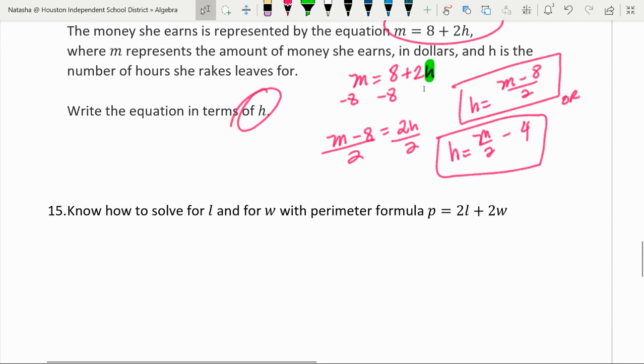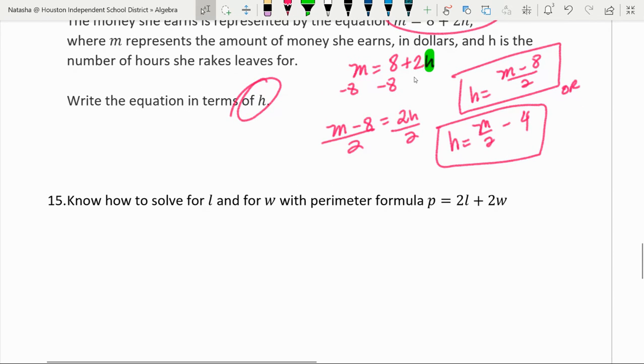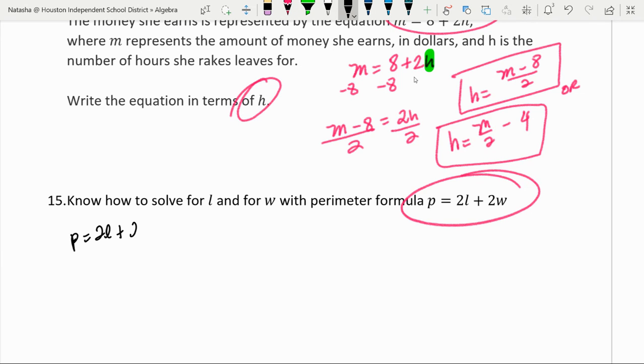And then the last question here, know how to solve for L or W for the perimeter formula. Okay, so let's go over this. We're going to solve for W. Or really, right now we're going to solve for L plus W. So I'm going to take my equation, P is equal to 2L plus 2W. Okay, now I have a GCF here of 2.